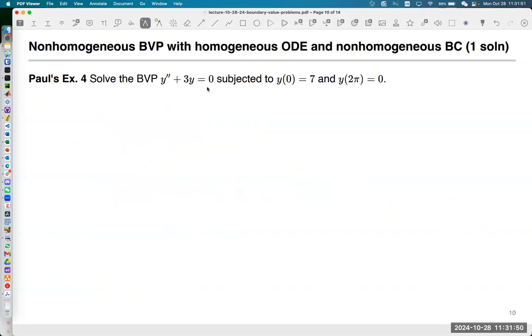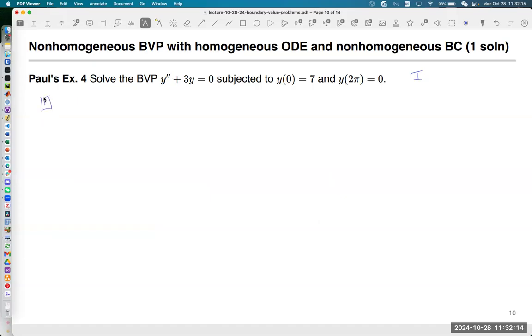So solve this ODE and subject it to some boundary conditions. So let's first see what are the types. So this is the original function. So this is type 1 boundary condition. This is a homogeneous ODE, but a non-homogeneous boundary condition. And therefore, this is a non-homogeneous boundary value problem.